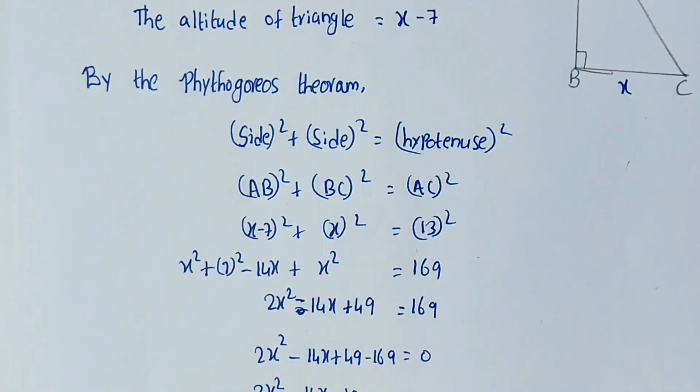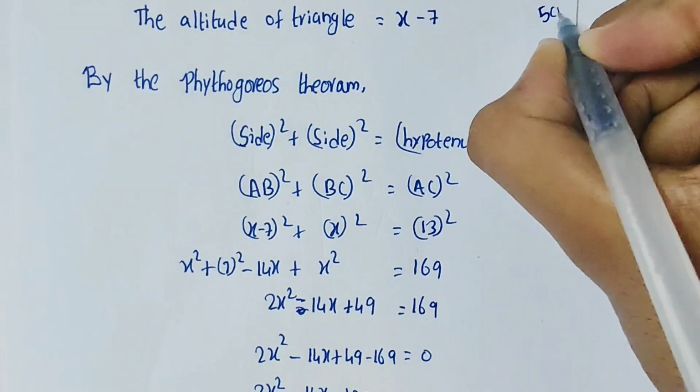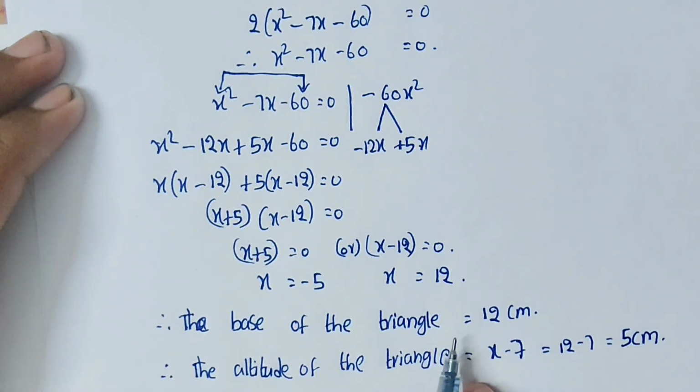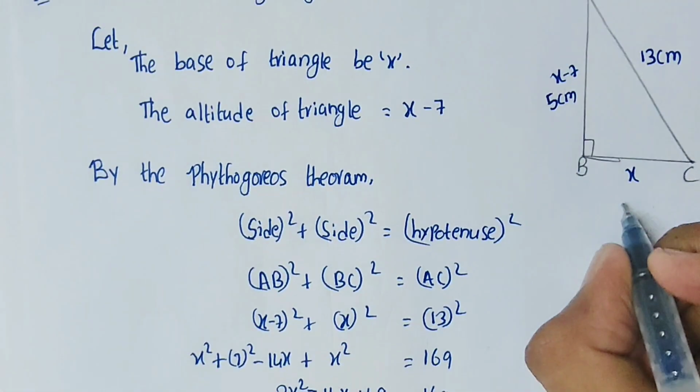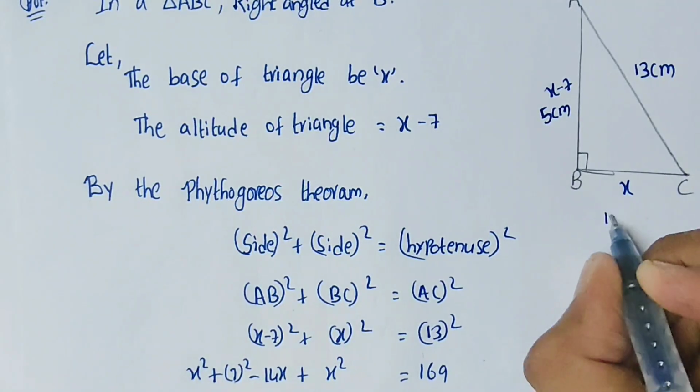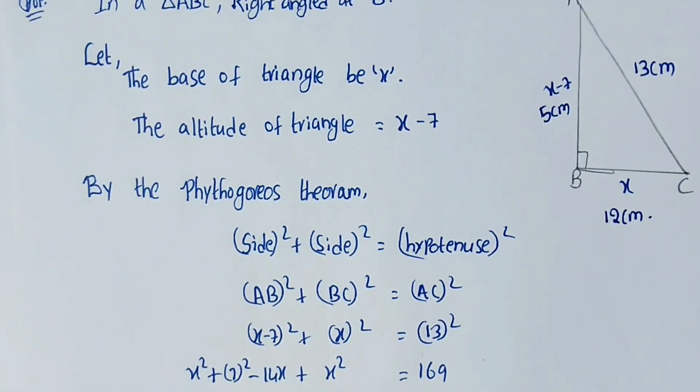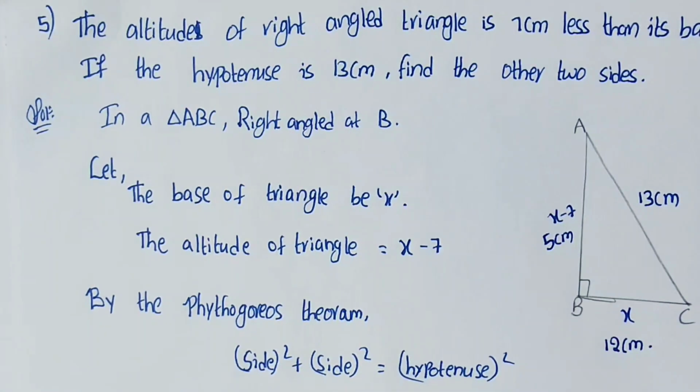The altitude of the triangle is 5 centimeter. The base of the triangle that we got is 12 centimeter. So we have completed the 5th question. Now let us go to the 6th question.